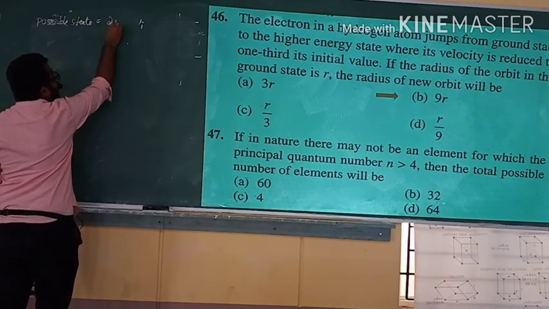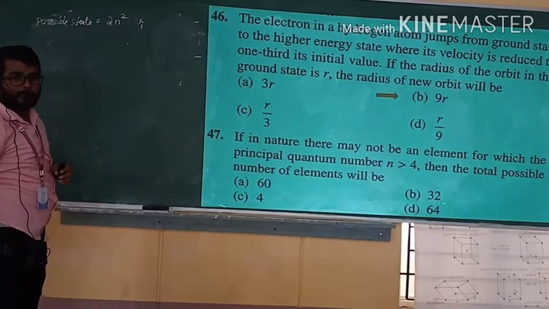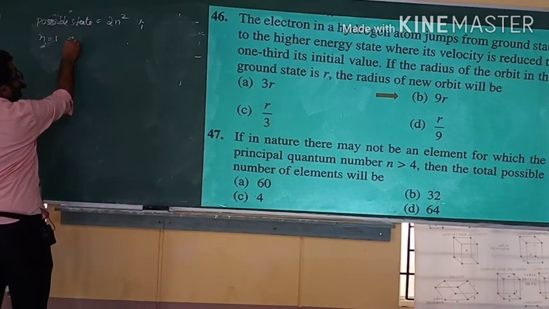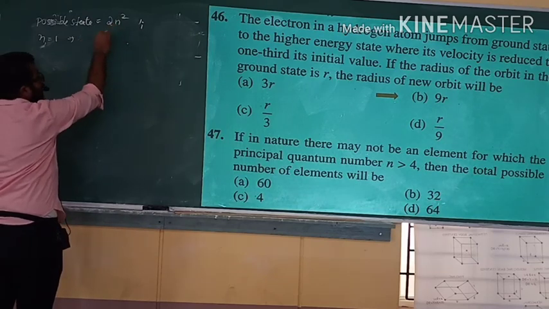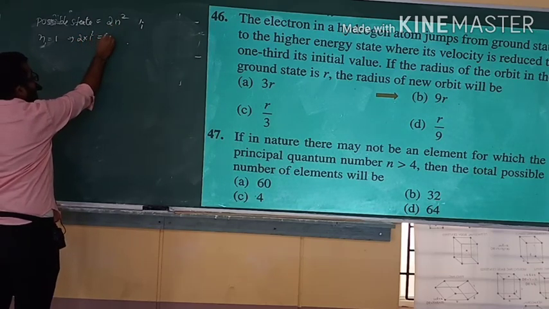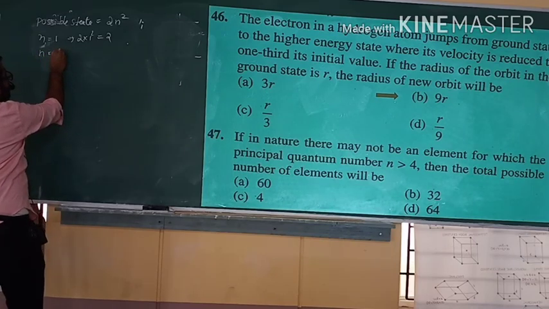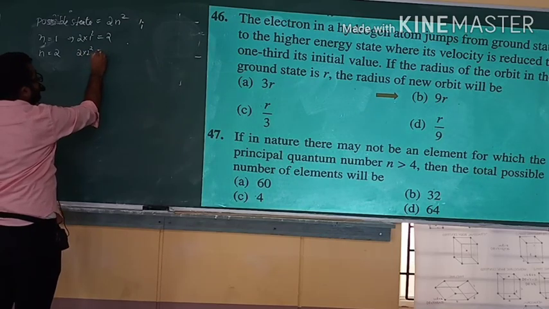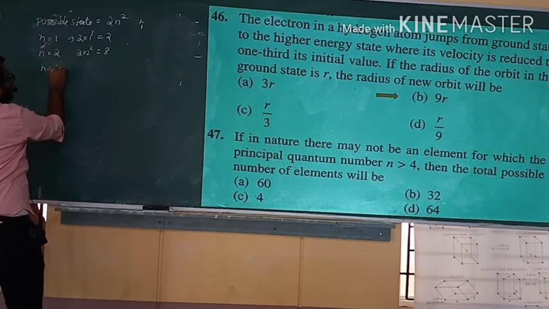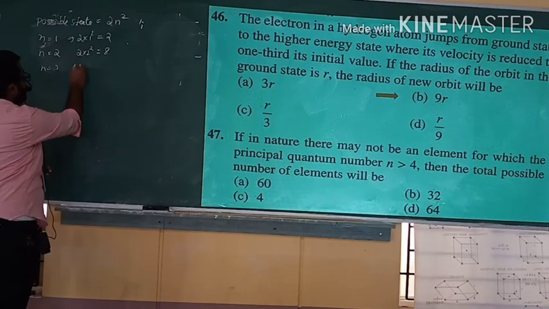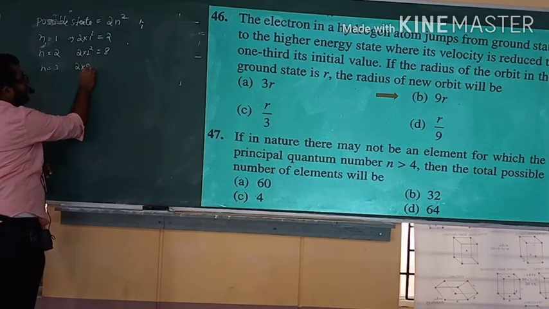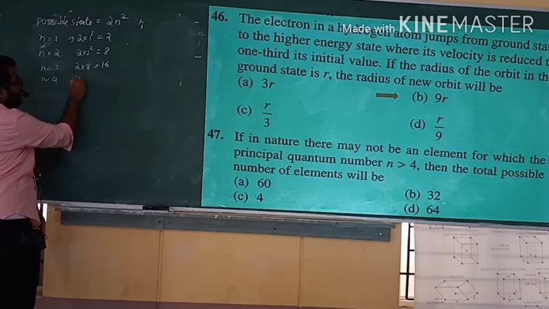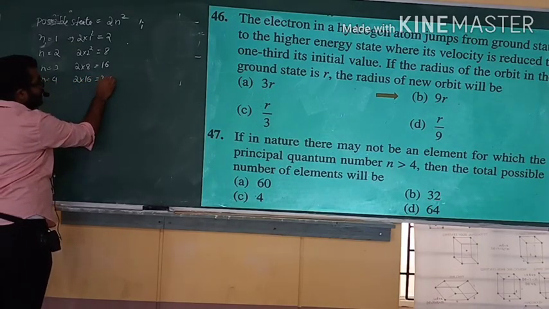The possible states will be 2n square. So substituting n is equal to 1, I am getting the possible state as 2 into 1 square, which is equal to 2. For n is equal to 2, substituting gives 2 into 2 square, that is 4 into 2, which is 8. For n is equal to 3, it will be 2 into 9, which is 18. Then for n is equal to 4, 2 into 16 is 32.